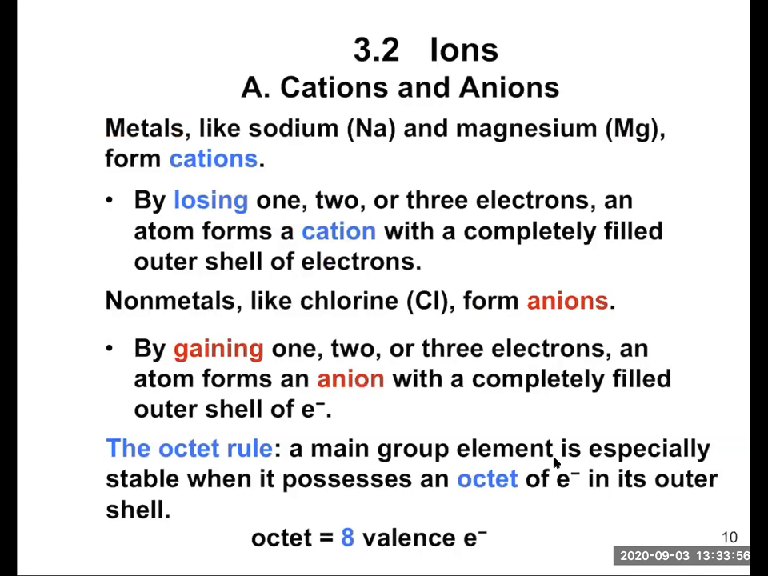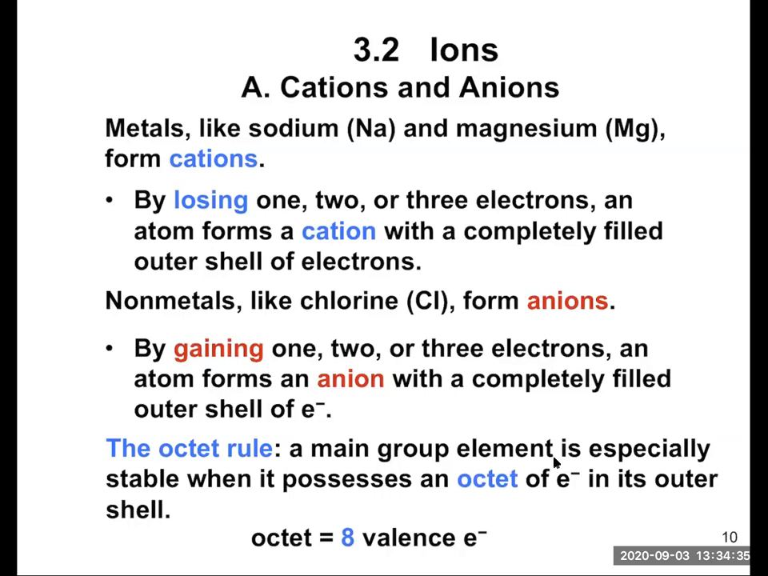Metals like sodium and magnesium form cations. All metals are going to like to give electrons, so they become cations. They lose electrons. So either you lose 1 electron, such as sodium, 2 electrons, such as magnesium, or 3 electrons, such as aluminum. They become cations, and the reason why they like to get rid of electrons is so that the outermost shell is now full with 8 electrons.